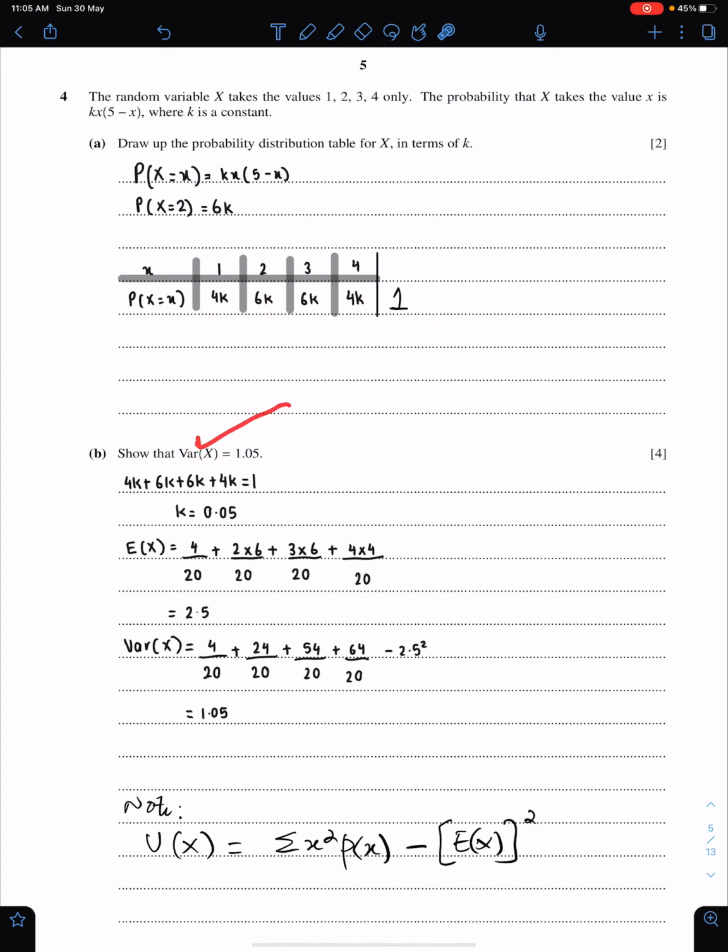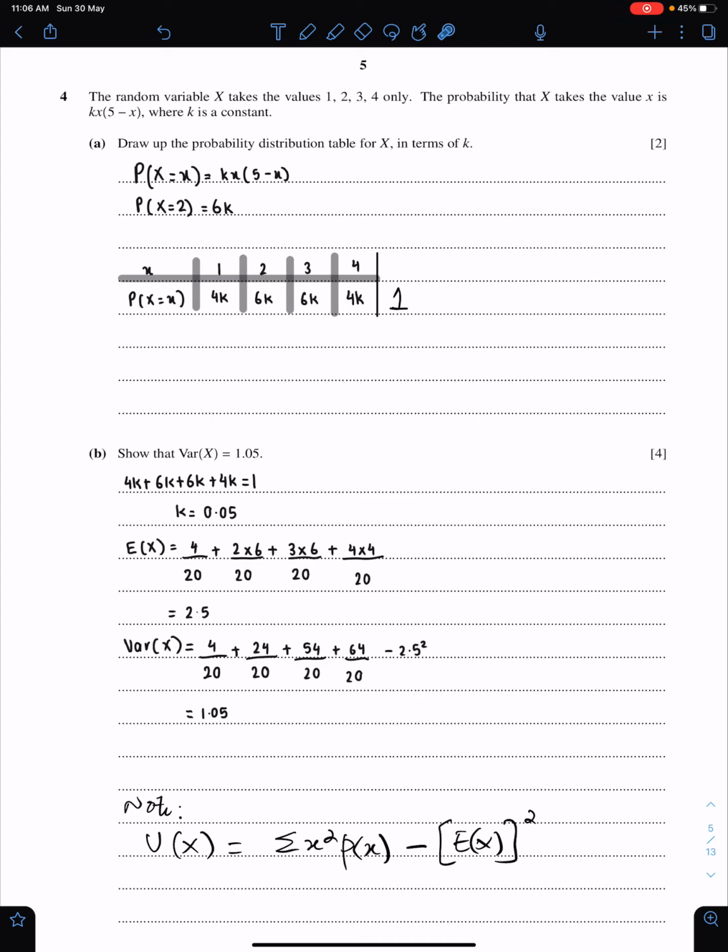Now we need variance, and for that we first need to work out the mean. And you know how to get the mean. Mean is simple. Mean is the sum of the product of these numbers. So k is 0.05, therefore the mean is 2.5.